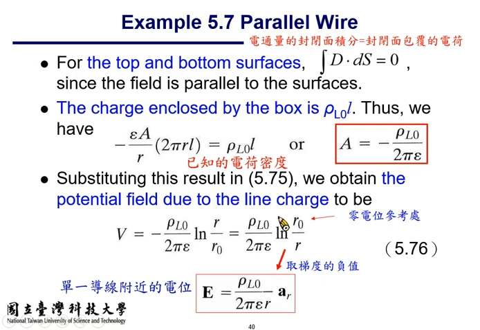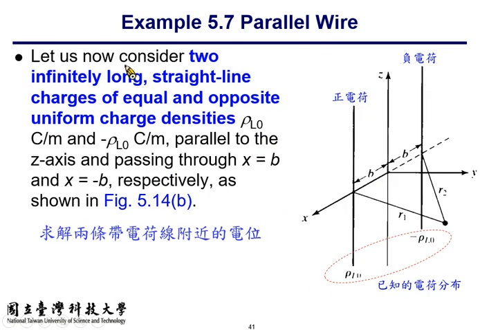But as you can see here, the result is the same. The electrical field intensity is inversely proportional to the distance r, and is proportional to the line charge density, as you can see here. So let's go back to the two-wire problem.